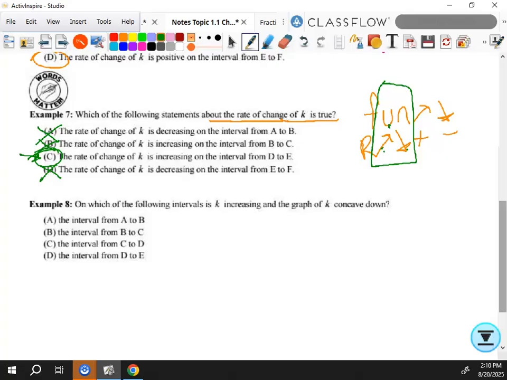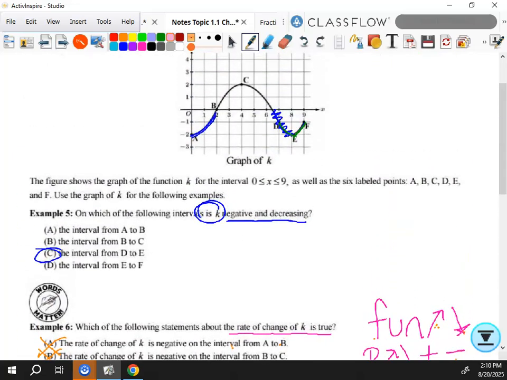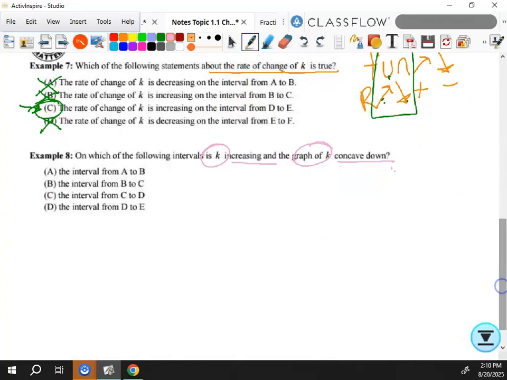Okay. Now 8 says intervals of K is increasing and graph of K concave down. Do I need my fun chart? No. Rate of change is not mentioned at all. Okay? I don't need that, so I don't want to get confused with that, so I'm not writing it. I need K to be increasing and concave down. So K is increasing from here to here and from here to here. These pieces are concave up. That's the only piece that's concave down. Y'all agree with that? Okay, so then my answer is B.